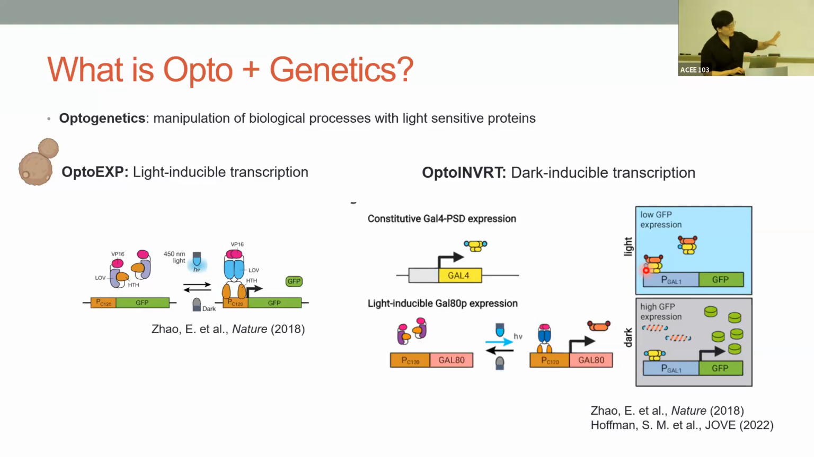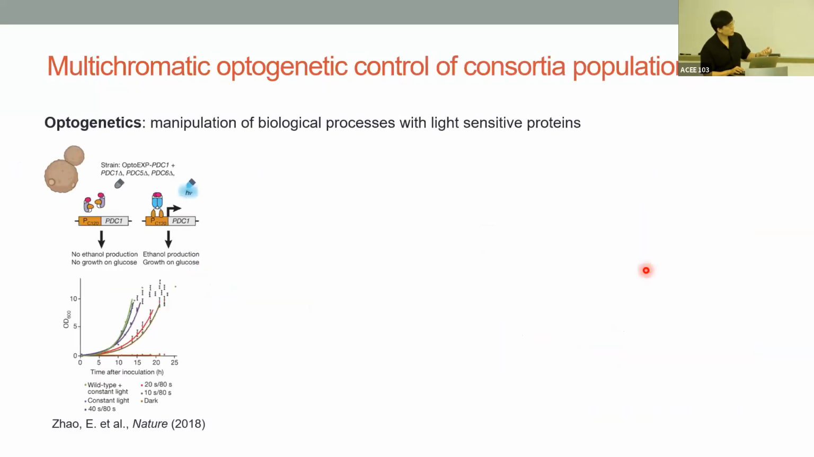So how do we apply optogenetics in metabolic engineering? The basic idea is this. You have pyruvate decarboxylase, PDC1, which is an essential gene in baker's yeast, and you can control its expression with light. In the dark, PDC1 is not made, meaning cells won't grow on glucose. Only when you shine blue light, cells will start growing.